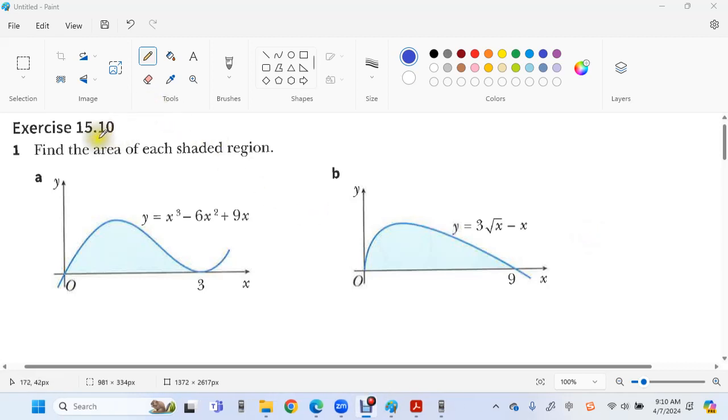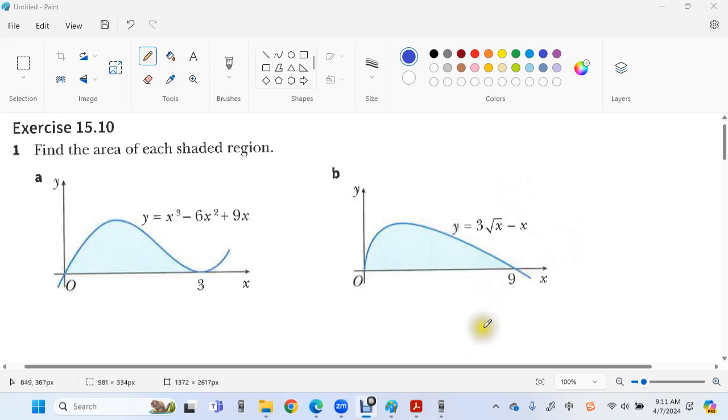Exercise 15.10, find the area of each shaded region. In this exercise, we just write the equation and then press calculate to get the answer and check whether the equation that we write is correct. The step in the middle is the definite integral, and I assume that you already know how to write it from the previous exercise.